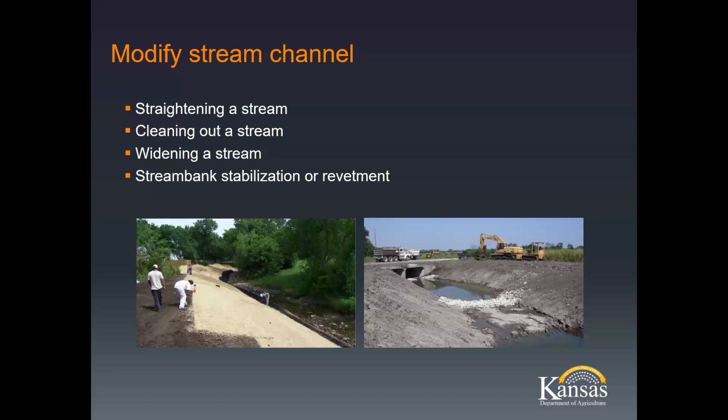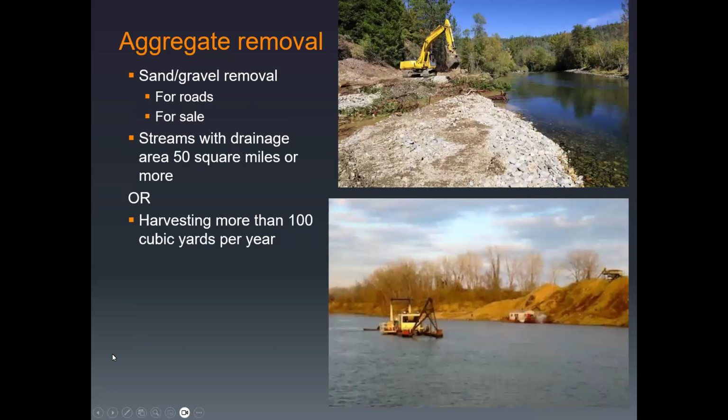And then stream bank stabilization or prevention all require permits. Aggregate removal, sand and gravel removal for roads or sale. You're going to need a permit, and in streams with a drainage area of 50 square miles or more, or harvesting more than 100 cubic yards per year, you're going to need a permit. Up above is a gravel removal, I believe, in Chase County, and below is a sand dredge operation on the Kansas River.